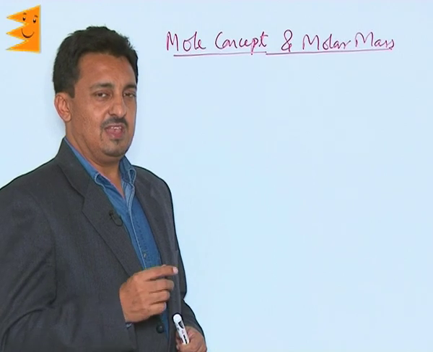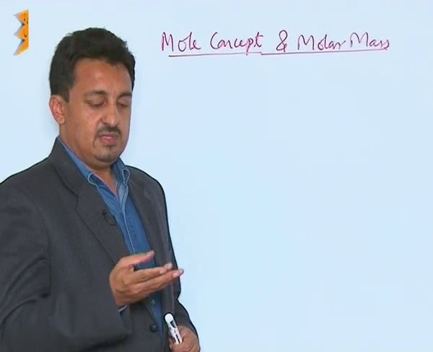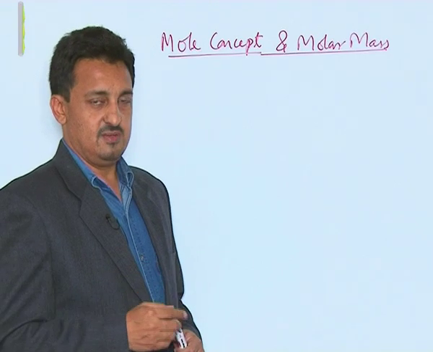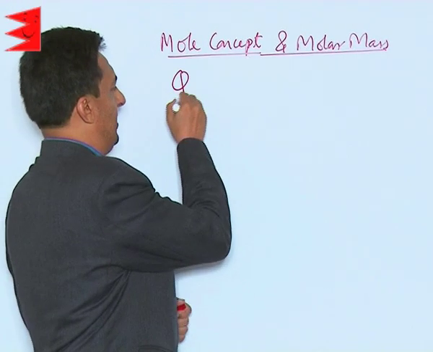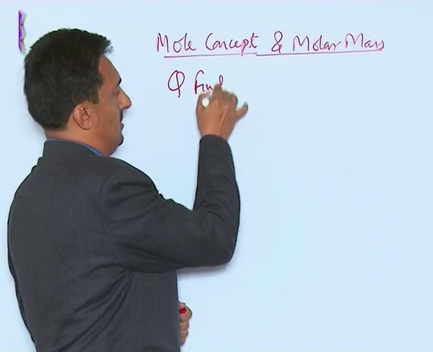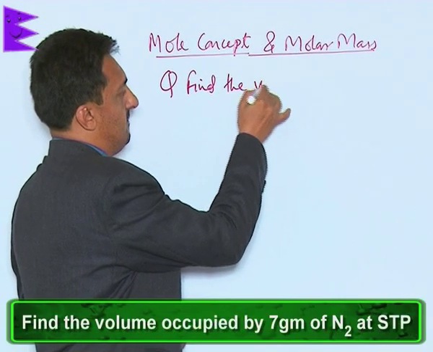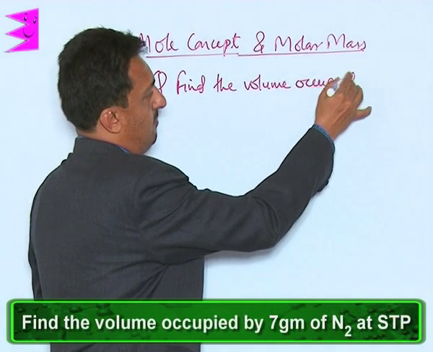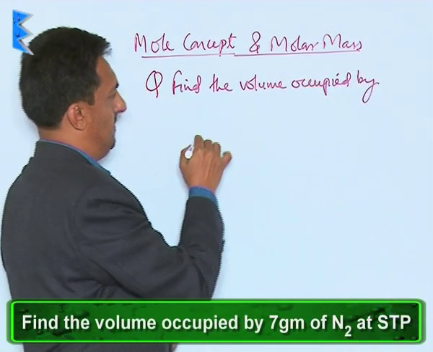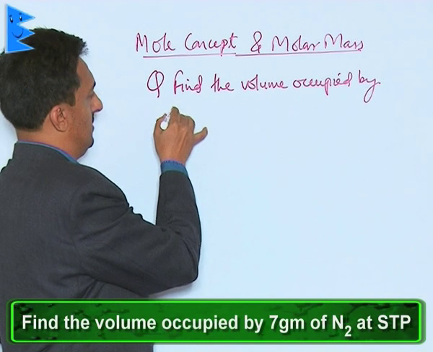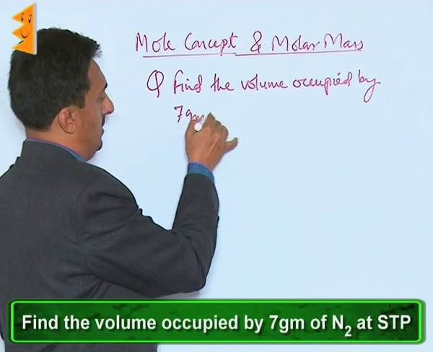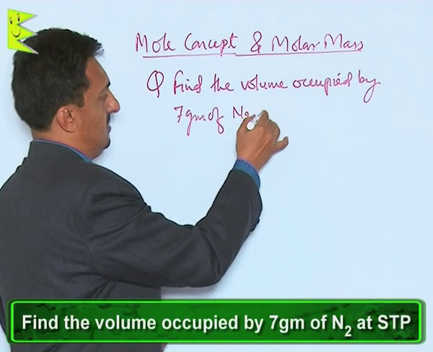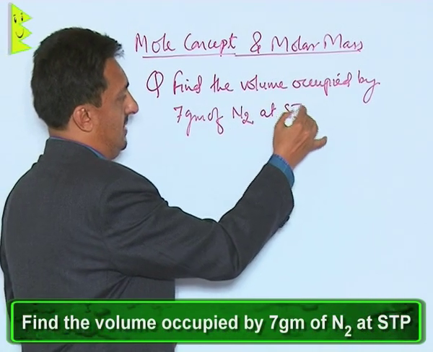Now let us do a numerical in order to understand how the number, mass and the volumes are interrelated to each other. Question is, find the volume occupied by seven grams of nitrogen at STP.